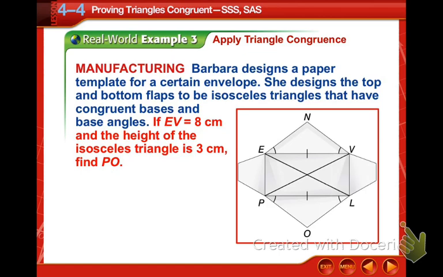So here we have this envelope. So Barbara designs a paper template for a certain envelope. She designs the top and bottom flaps to be isosceles triangles that have congruent bases and base angles. If EV is 8 centimeters and the height of the isosceles triangle is 3, we need to find PO. So you're given that these two are 8 because we know that they're congruent. And the height of the isosceles means that this side here is 3. Remember, we're trying to find PO down there.